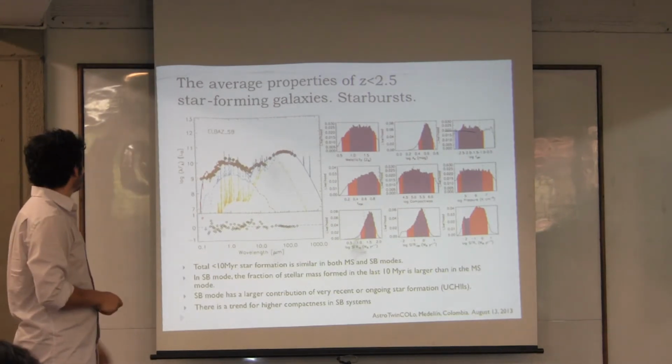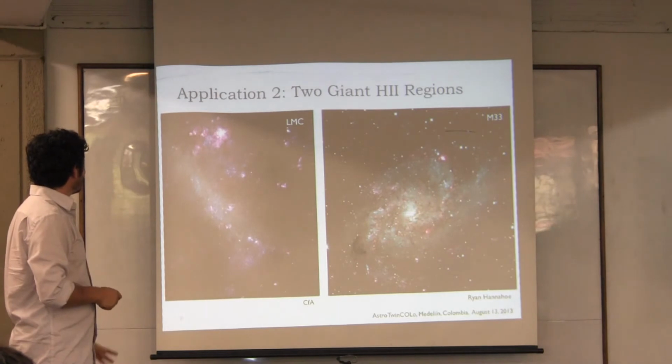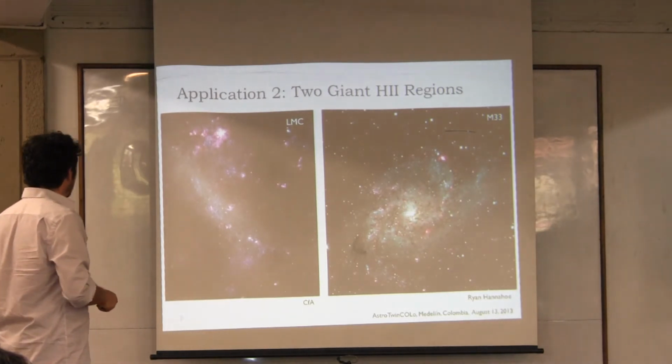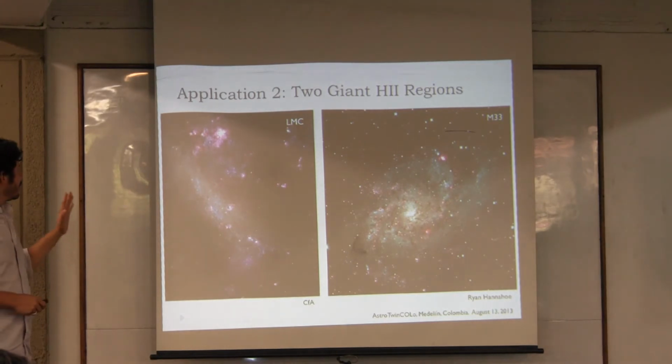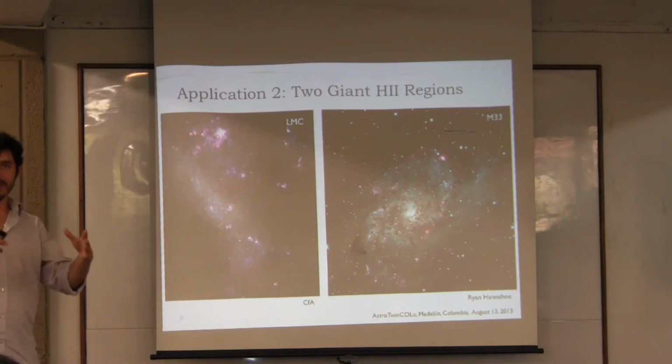I get too excited. But let's continue very quickly to what happens when you actually, this is a different application of the method to other types of systems. So you can, as I mentioned before, do it for entire galaxies, or you can do it for starbursts within galaxies. And these are two examples of starbursts.